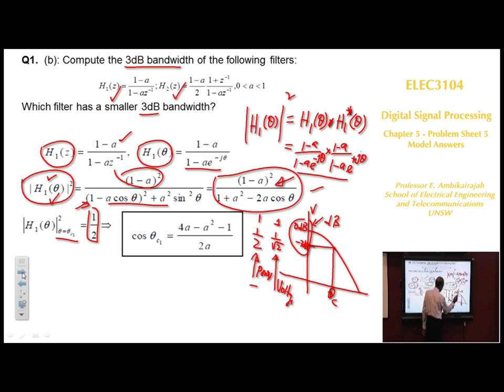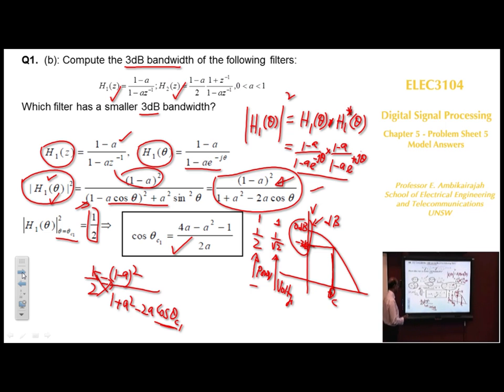So when this is half, that point, that is what we are trying to find. All you need to do is set half equal to the expression, substituting 1 minus a whole squared divided by 1 plus a squared minus 2a cos theta c1. Now you do cross multiplication and find the value of cos theta c1, that gives you the answer. That's just simple algebra. So we have calculated the cosine of the cutoff frequency theta c1. If you really want theta c1, it is equal to cos inverse of that.